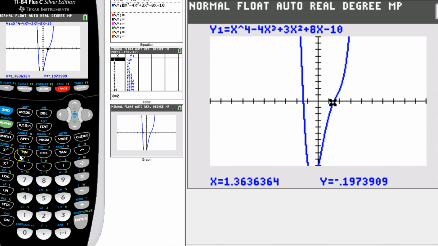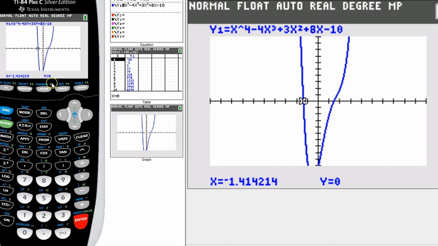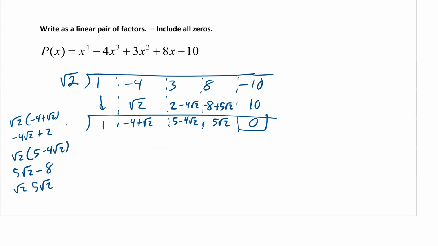So value, square root of 2, forgot to put the negative in there. There we go, and it should say 0, and it is. So we know that square root of 2 is there with a negative. So, just like the imaginary, you've got to have its conjugate. So we bring down the 1, and then everything will work out perfectly fine and quick this way.